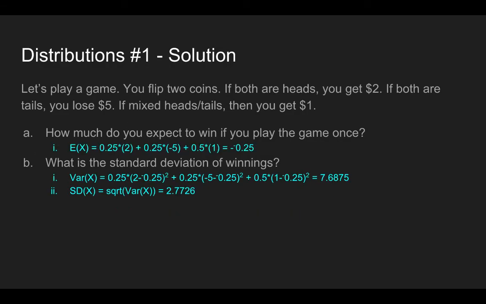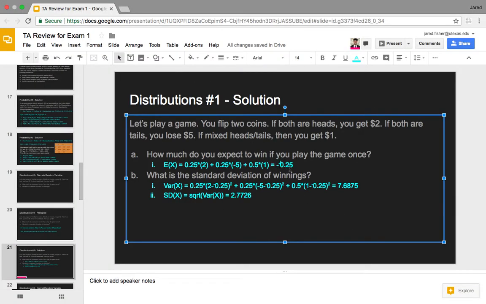Okay. So, with the expected value, multiply your probabilities times your winning values. So 2, -5, and 1. Multiply those times the probabilities and add it together. You get -25 cents. Sorry, there's a double negative sign there. That's not supposed to be. Try that again.